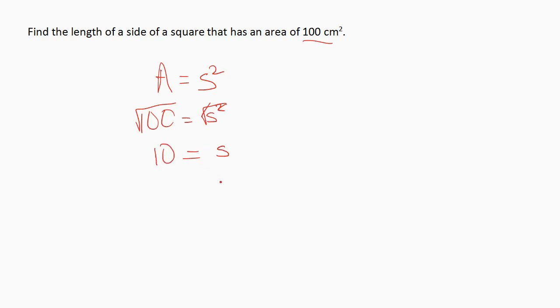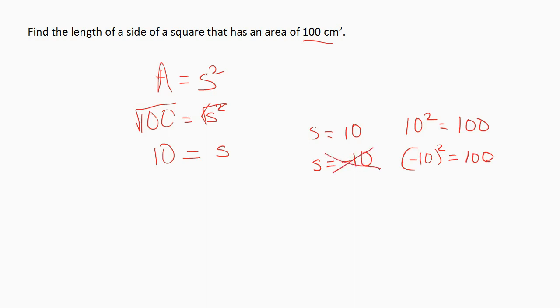Now, as a side note, 10 is only one of two answers. There's actually a second answer. So our side length is 10 because 10 squared is 100. But the side length could actually also be negative 10, because if we take negative 10 and we square it, negative 10 times negative 10 is also 100. But it doesn't really make sense to have a side length that's negative. How do you have a negative 10 meter length? That doesn't really make sense. So the one that we're going to be using will be just the positive value. This was just a little bit of a side note.